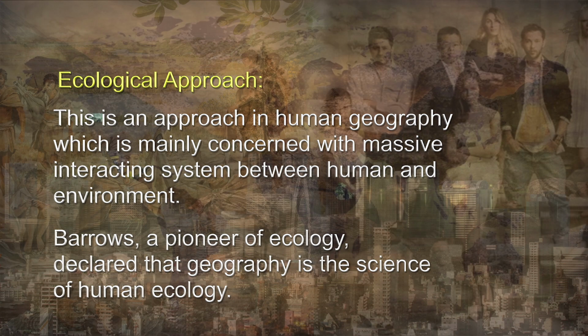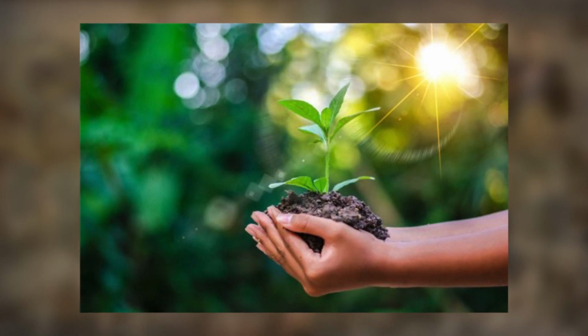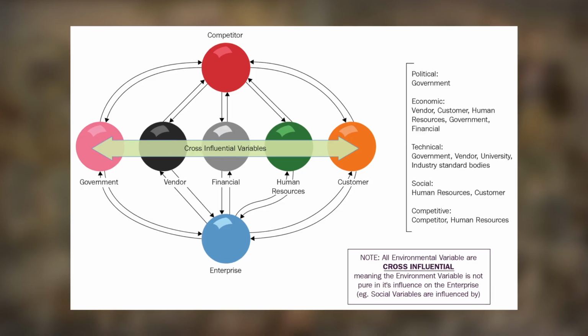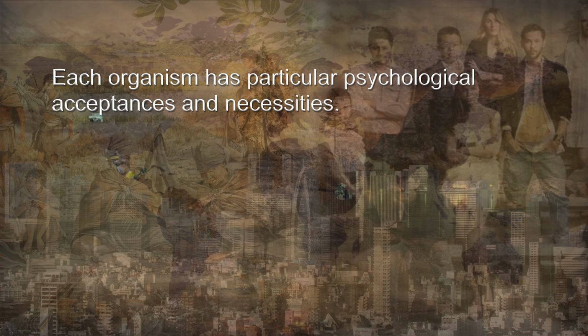Burroughs, a pioneer of ecology, declared that geography is the science of human ecology. He also stated that the concentration of geographers should be on human ecology, which is a subfield of ecology, that is, a science that studies the relationship between living organisms and their natural environment and among organisms. The ecological approach to distributions associates psychological characters of organisms with pertinent environmental variables. Each organism has particular psychological acceptances and necessities.